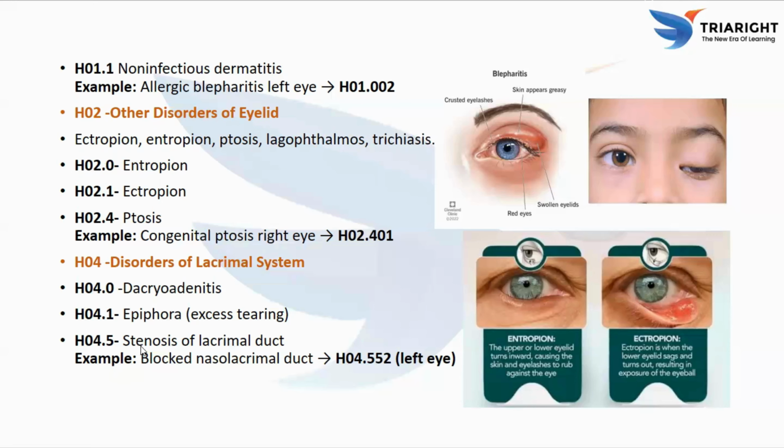So H04.5 is assigned for stenosis of the lacrimal duct. So what do you mean by stenosis? Narrowing or blockage of the duct that drains the tears. So for example, there is a blocked nasolacrimal duct of the left eye. So what do you have to assign? H04.552. So what are the clinical features of stenosis of the lacrimal duct? Watering of the eyes, recurrent infections, purulent discharge, and also crusting of the eyelids. This stenosis is most commonly seen in infants and in older adults.